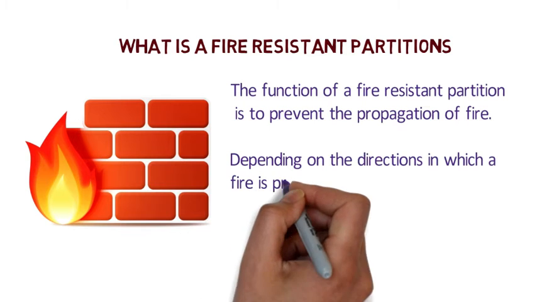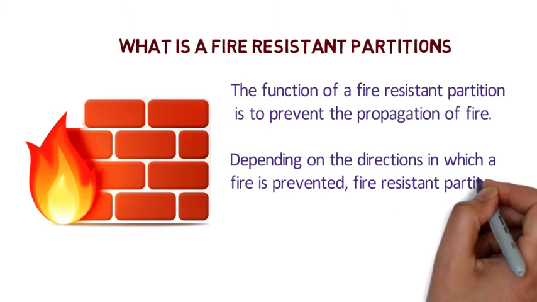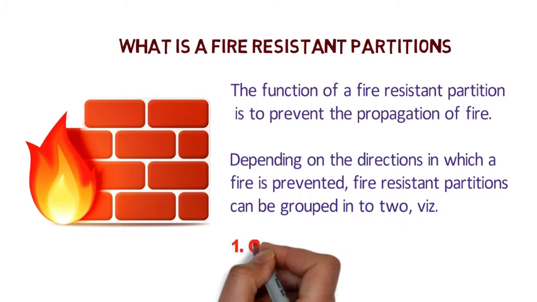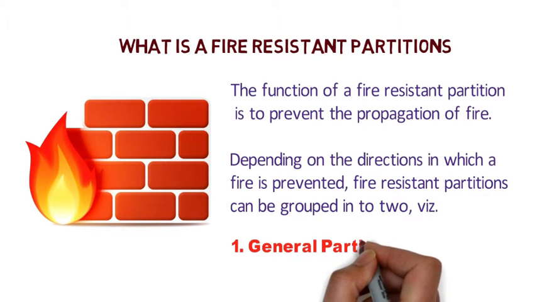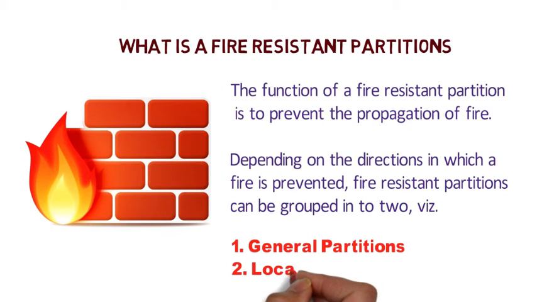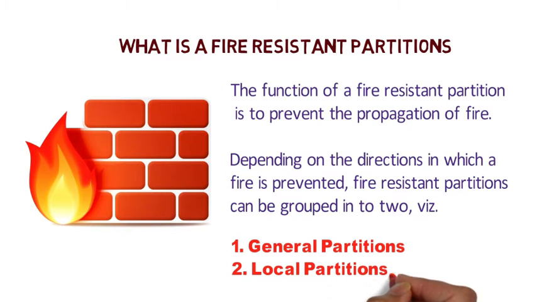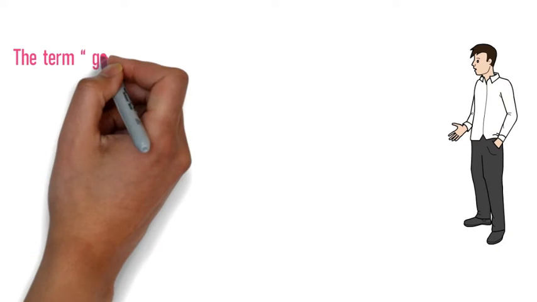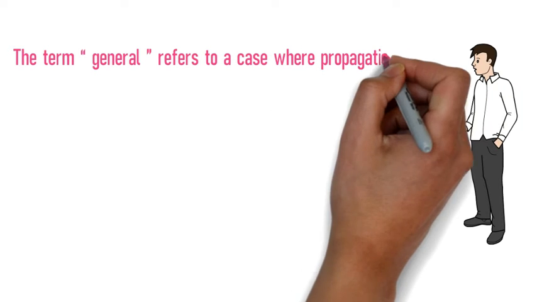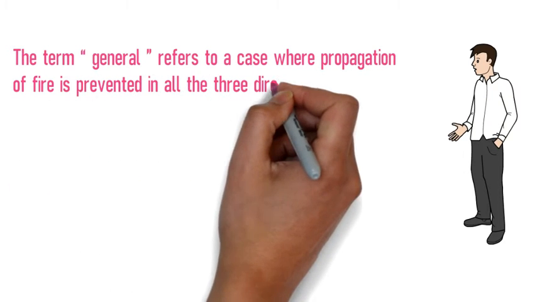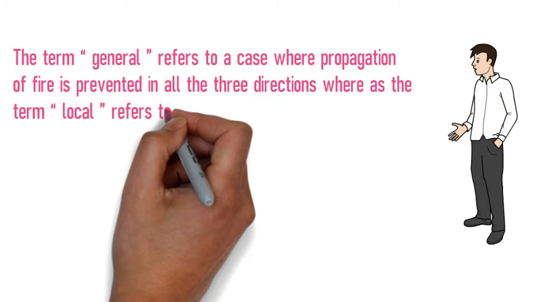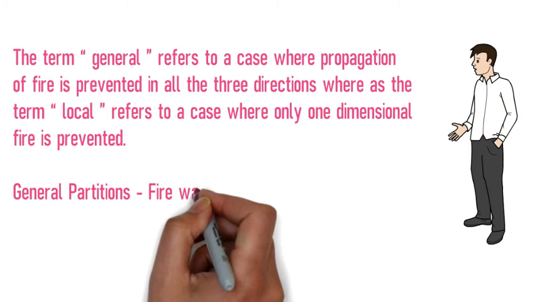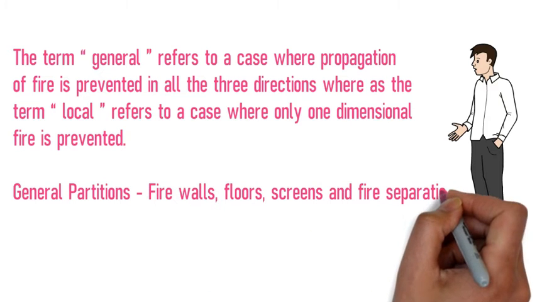Depending on the direction in which a fire is prevented, fire resistant partitions can be grouped into two. First one, general partitions. Second one, local partitions. These are the two types of fire resistant partitions. The term general refers to a case where propagation of fire is prevented in all three directions, which means X, Y, Z direction. And local refers to a case where only one dimensional fire is prevented.